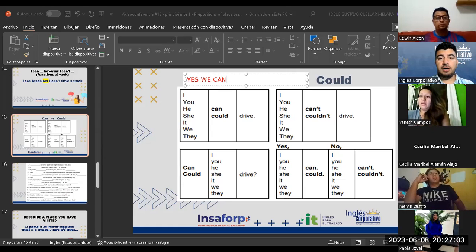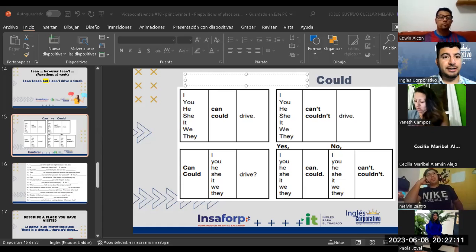Okay. So, we can have different uses of can. Affirmative, to express an ability. Negative, express something is not possible. Algo que no es posible. And question, ask if it is possible. Pregunta si es posible. Okay. Se dan cuenta, es bastante fácil.